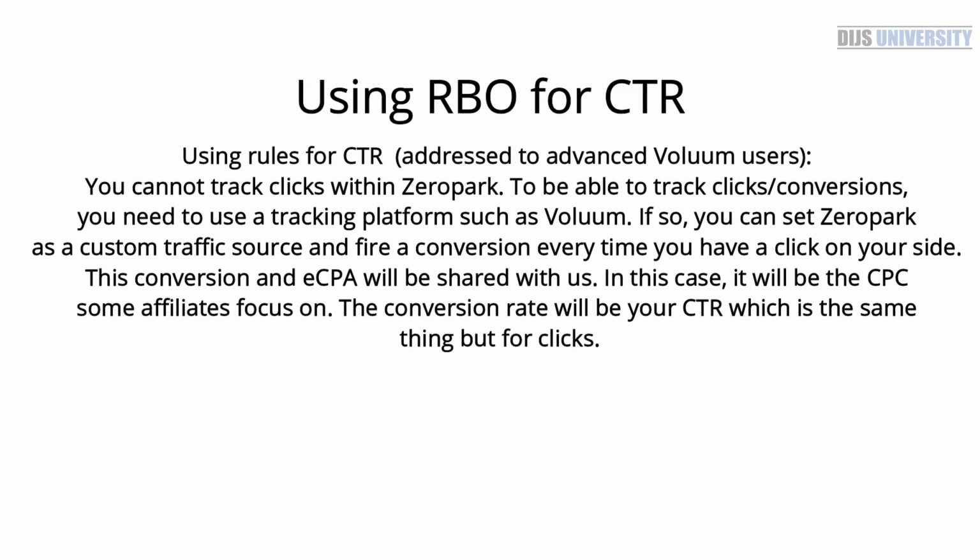All right, so now using the rules for click-through rates. You cannot track clicks within Zeropark, and to be able to track clicks and conversions, you need to use a tracking platform like Volume. So you can set Zeropark as a custom traffic source and fire a conversion every time you have a click on your side. This conversion and eCPA will be shared with Zeropark, and in this case, it will be the cost per click some affiliates focus on. The conversion rate will be your click-through rate, which is the same thing but for clicks.